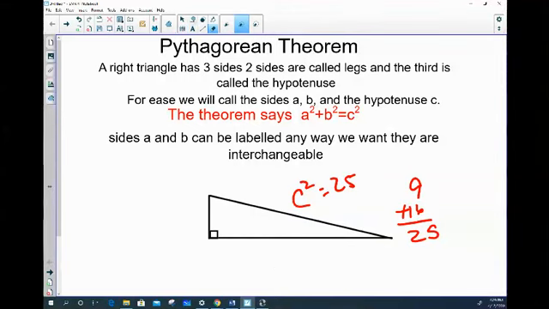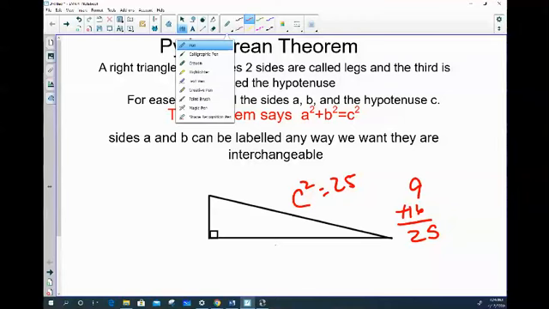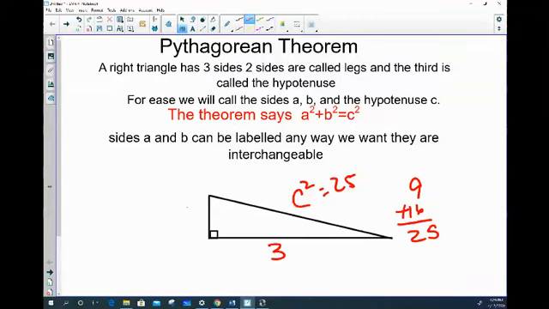If I said then that this was side A and it was 3, and this was side B and it was 4, watch. 4 times 4 is 16. 3 times 3 is 9. I still get 16 plus 9 is 25. So it doesn't matter whether this is side A or this is side A. The other will always be side B.